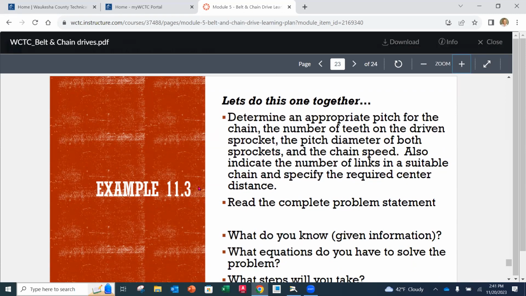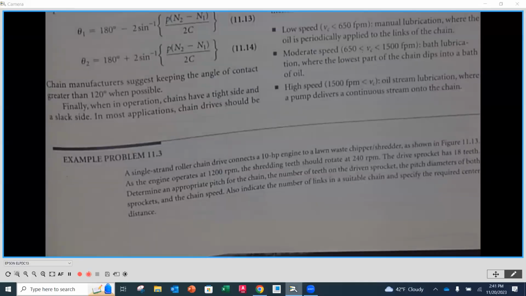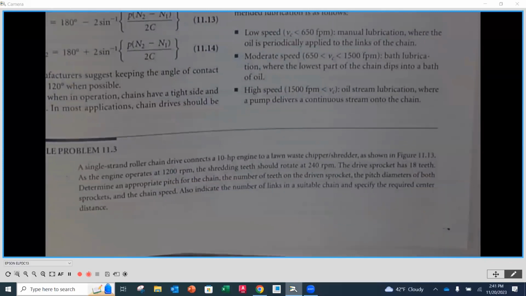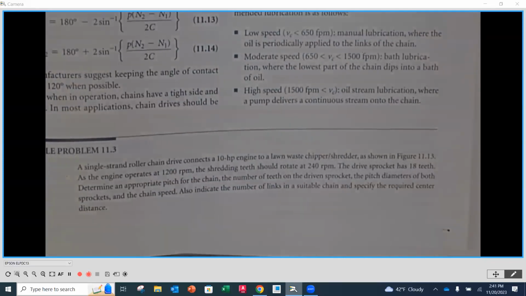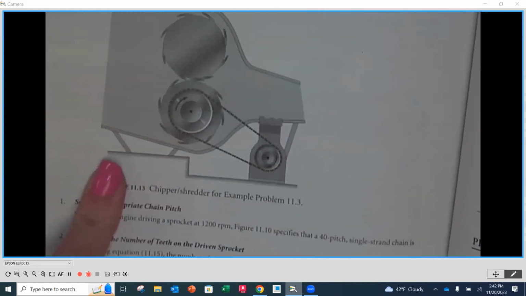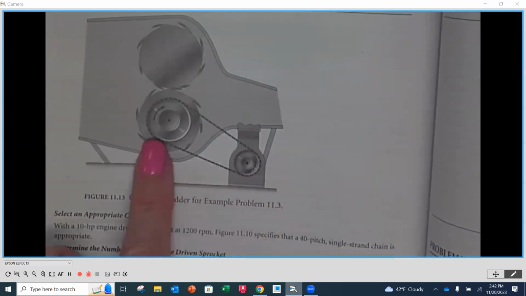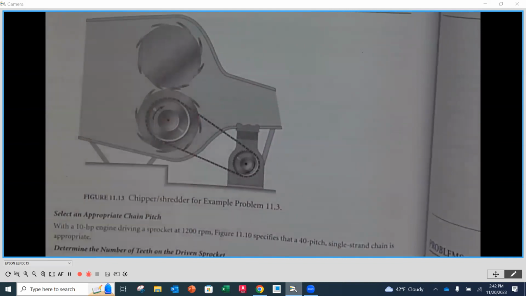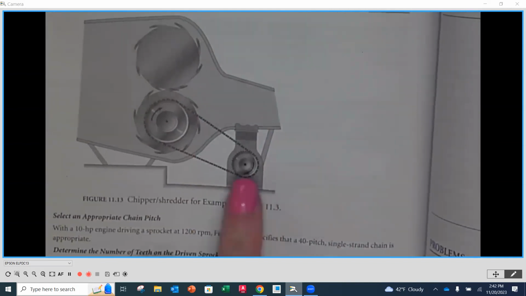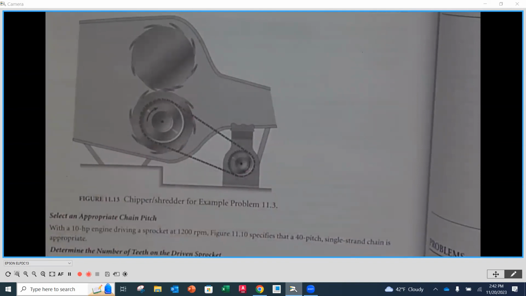Let's look at the problem statement at the bottom of page 311, and then we'll come back over here and decide how we're going to tackle this. Problem 311 says that a single strand roller chain drive connects a 10 horsepower engine to a lawn waste chipper shredder as shown. You're going to find it on the following page right here. So this is our faster speed. This is our lower speed. This is the chipper business that's going on. So this is our driver. This is the driven.